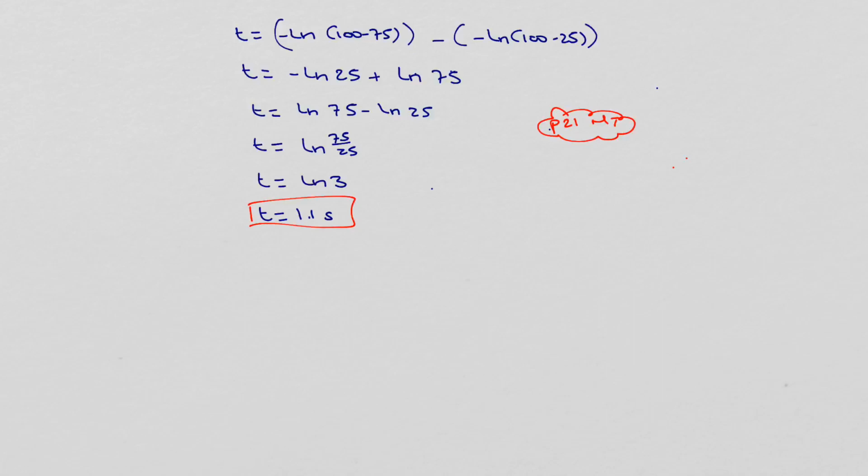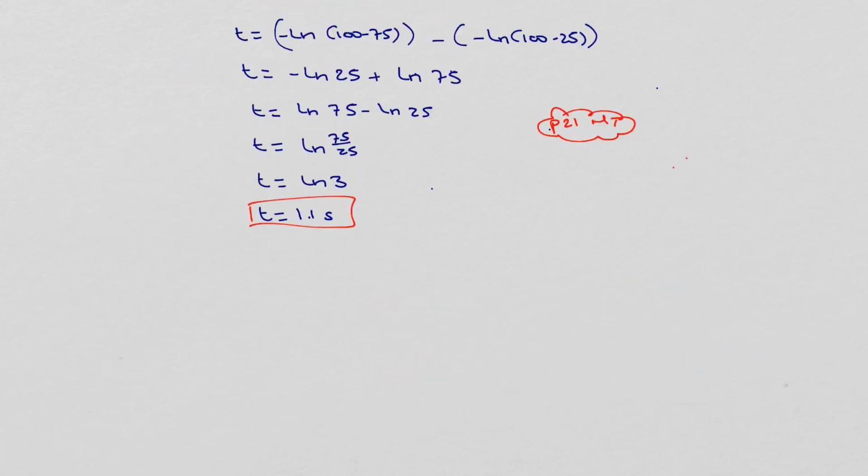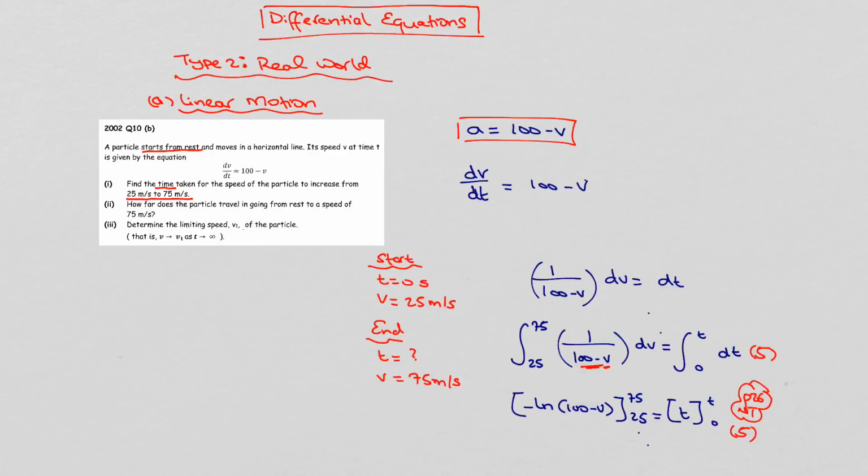So we were getting 15 marks for that. 5 for setting up our integral, 5 for integrating correctly, and 5 for getting 1.1 seconds.